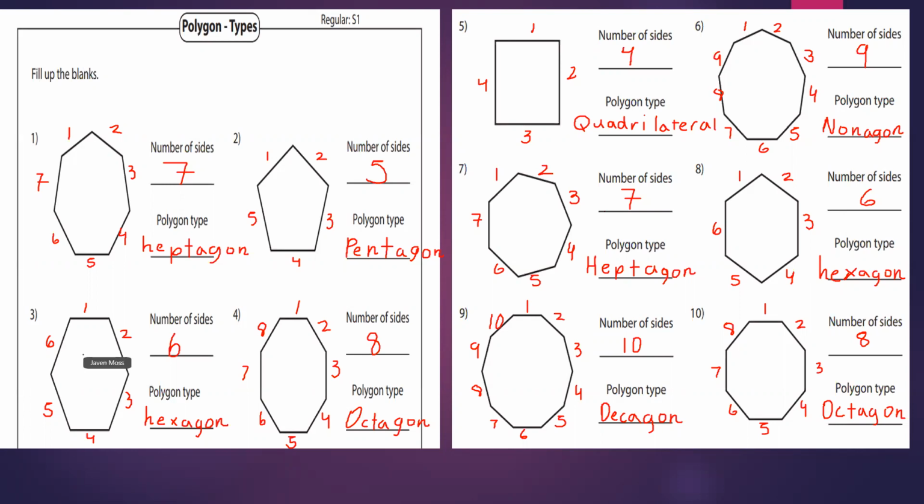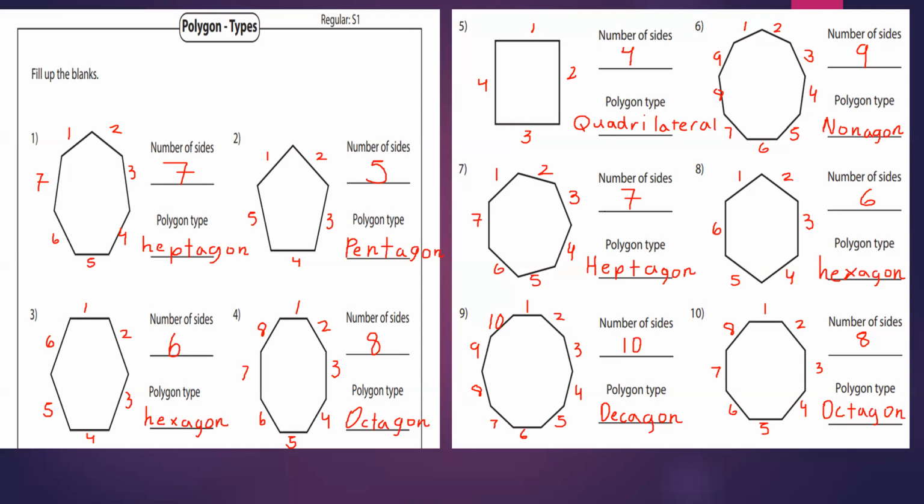How about two wrong? Anyone got two wrong? All right. Yes, sir. Lavar, what did you get two wrong on? Number 1. What did you put? I put 6. You put 6. Okay. It's supposed to be 7, so just be careful about that.